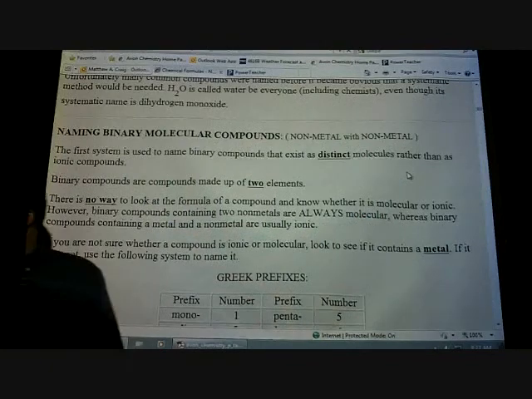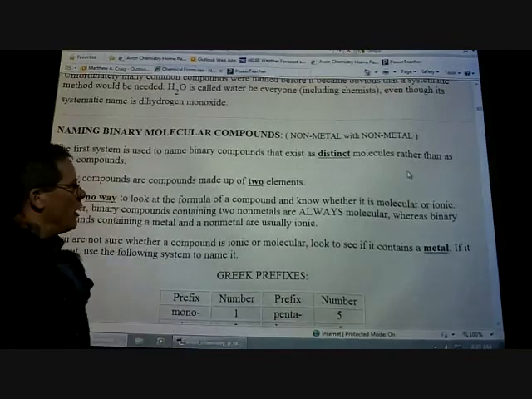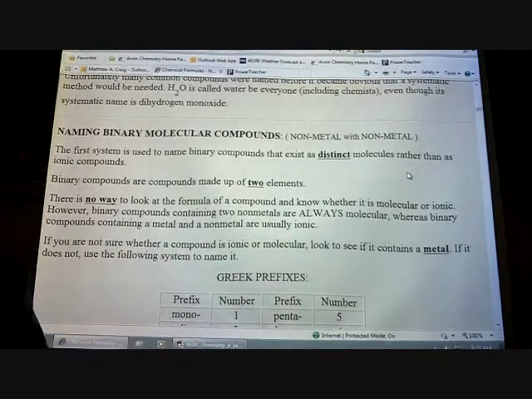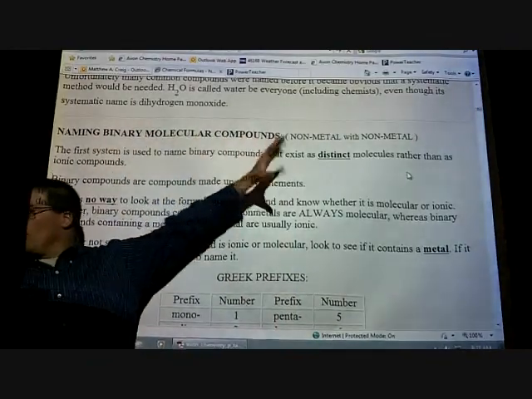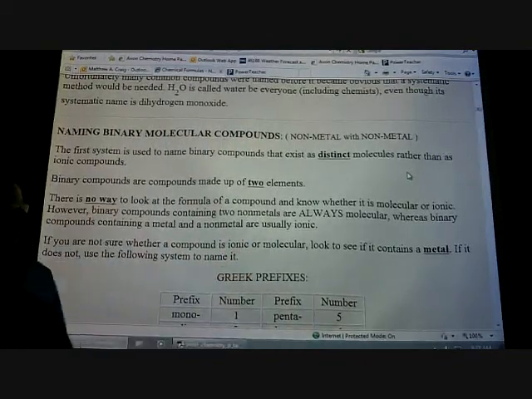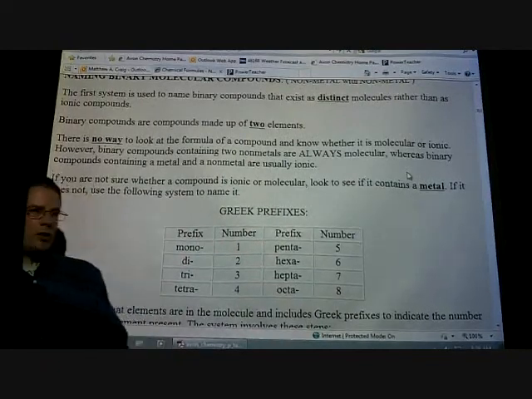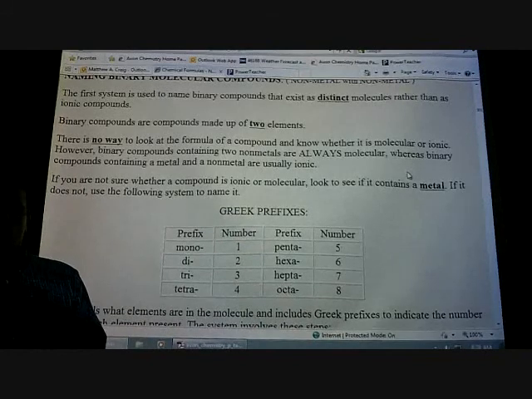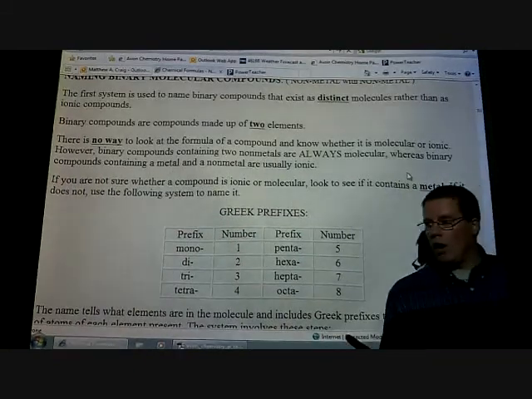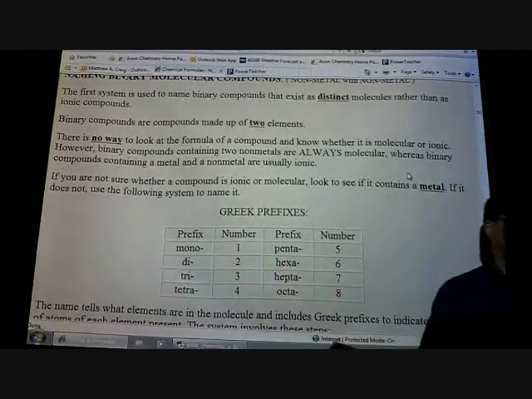Now again, binary, hopefully everybody knows what binary is, 2. I'm not asking you to do binary codes or anything like that, which is nice. With nonmetals, or binary molecular compounds, and we won't name any compounds that have more than 2 nonmetals, which is nice, until you get to organic chemistry. But again, we do not care about the charges. Since we don't care about the charges, there has to be some way for us to address to those who care how many of each of the nonmetals we have. So that's why we have these Greek prefixes.